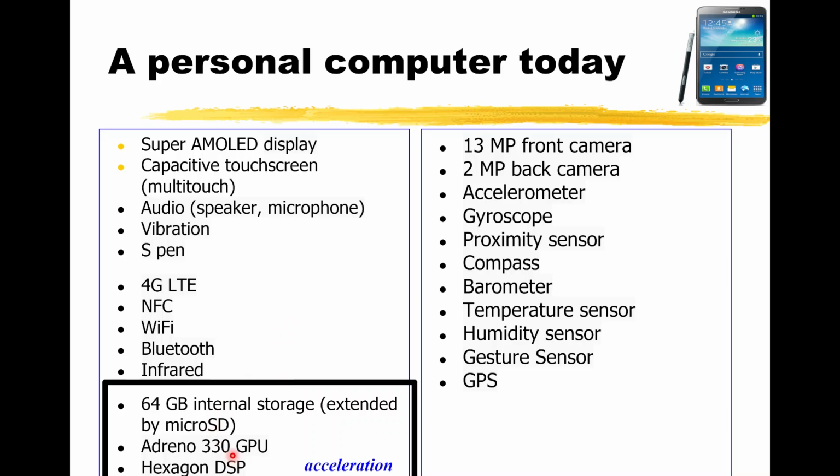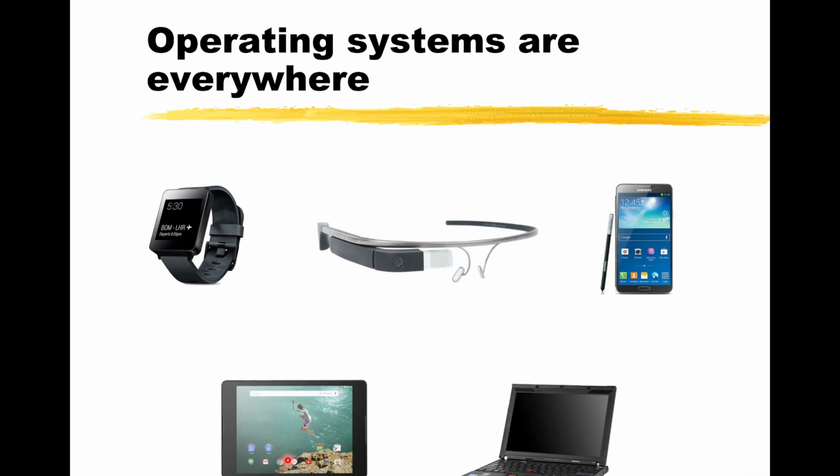For example, we can extend our memory from 64 gig to 128 gig or more using micro SDs. We have faster GPUs for games, and we have multimedia processors also in just our little personal devices, our phones. So the operating system has grown everywhere: in digital watches, in our headsets. We even have Google glasses. You have laptops and pads and all that everywhere.